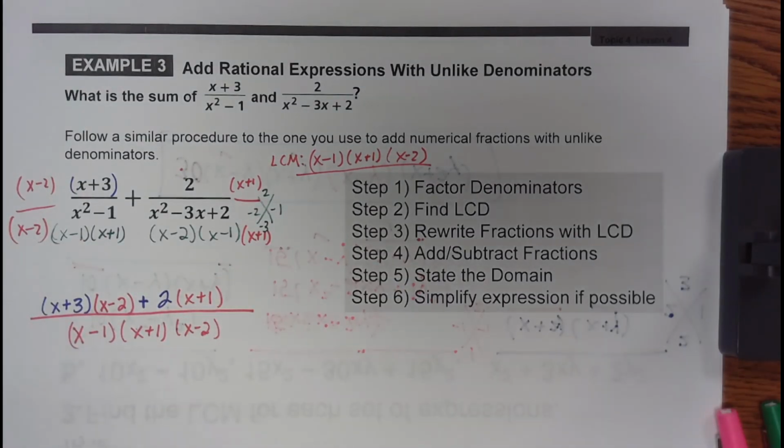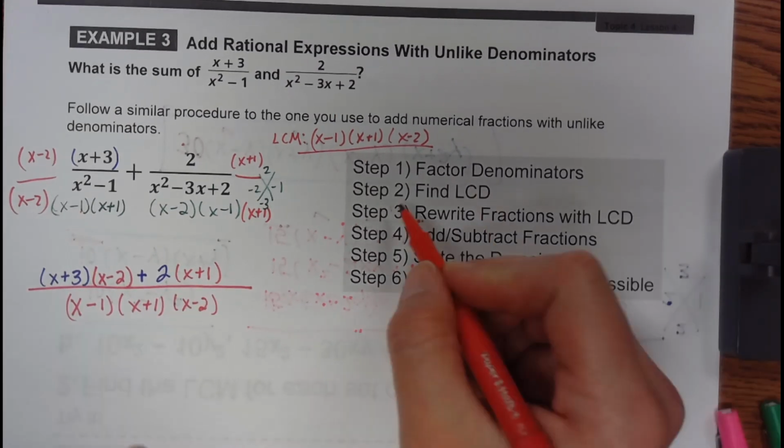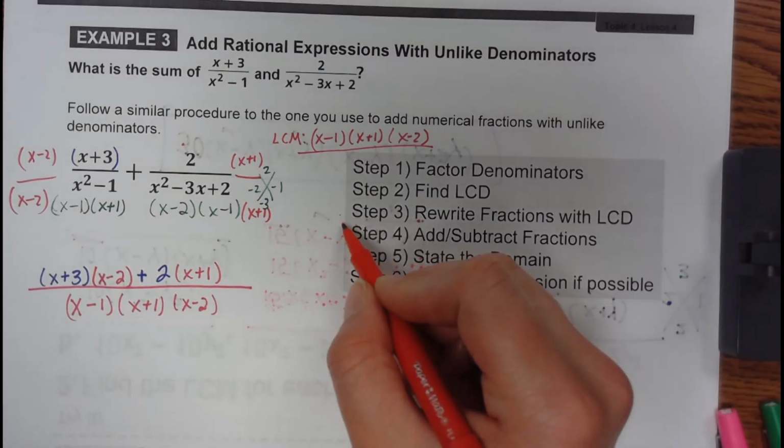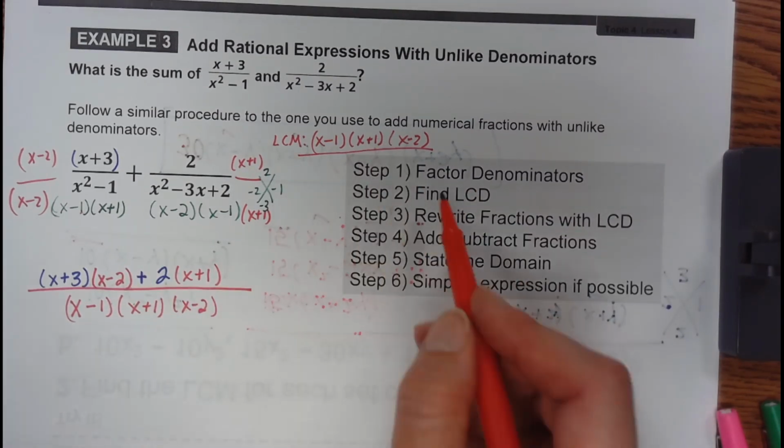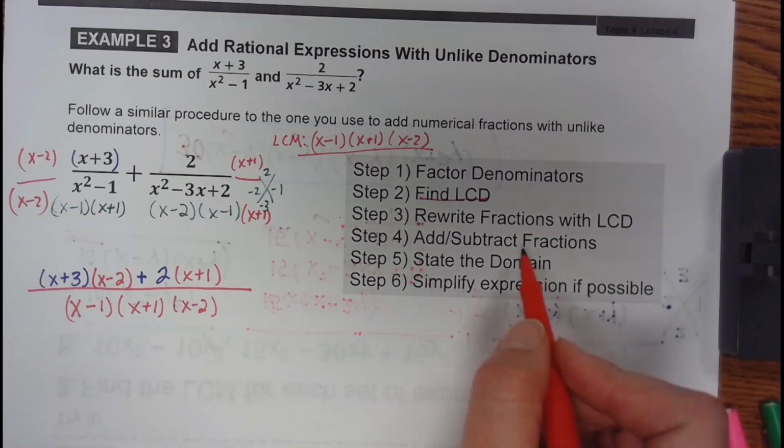Okay, that's the hard part. So that's the rewriting. That is step 3. So we factored the denominators. We found the LCD in red. We rewrote the fractions. Now we're just going to add or subtract.